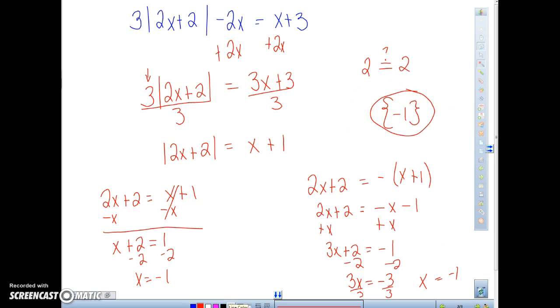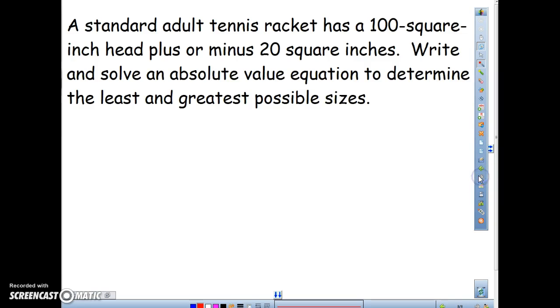Perfect. Okay, we have one more problem to do. It says a standard adult tennis racket has a 100 square inch head plus or minus 20 square inches. Write and solve an absolute value equation to determine the least and greatest possible sizes.